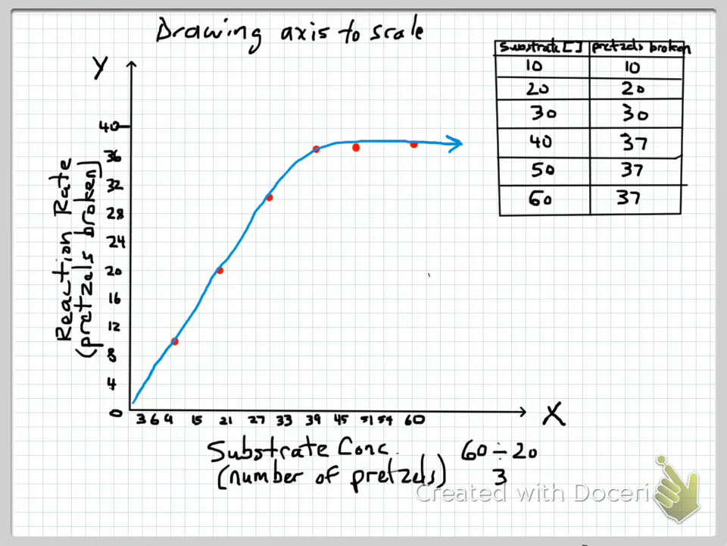And after a point, it doesn't matter how much substrate you take in. The reaction's limited by the number of enzymes. Okay, so that's drawing our axes to scale. I hope that one made sense for you. And now we'll talk about which kinds of graphs we should choose for certain kinds of data.